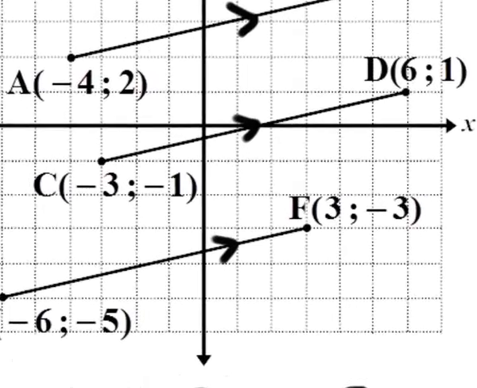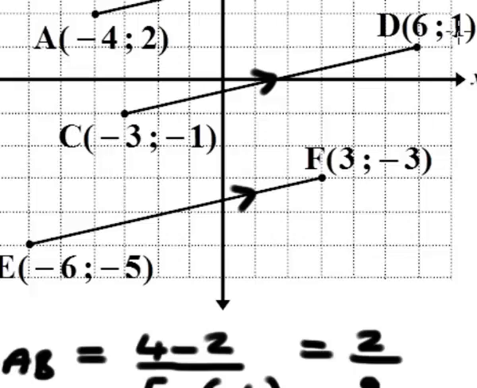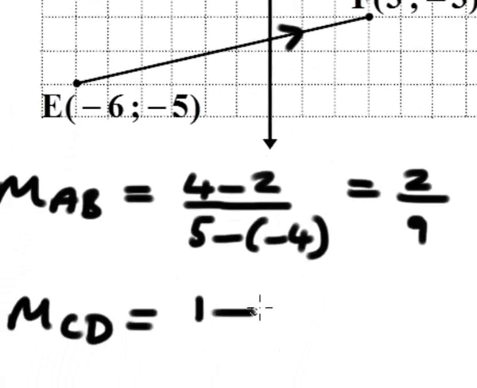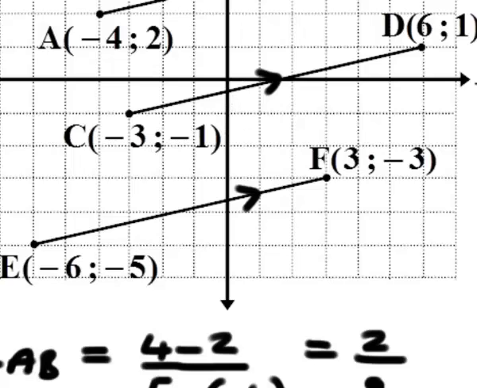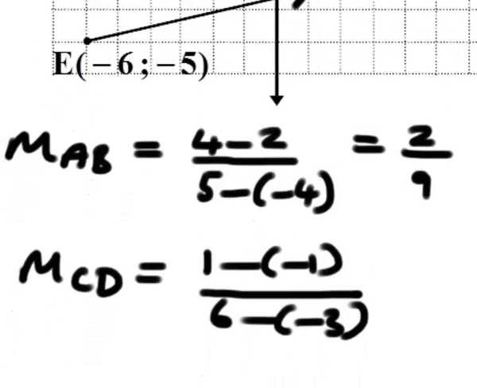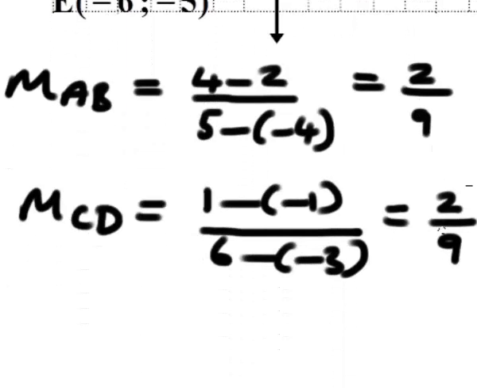Wow. What about the gradient of CD? Let's have a look at that. The gradient of CD would be, well, it's 1 minus negative 1. It's the y of D minus the y of C, divided by 6 minus negative 3, which is 2 over 9. So the gradient of CD is then clearly 2 over 9. Now notice they're exactly the same.